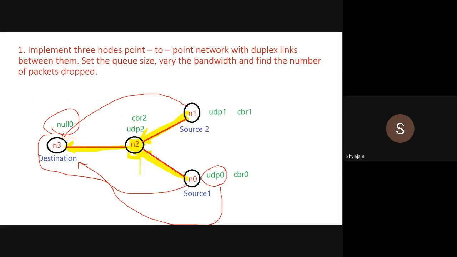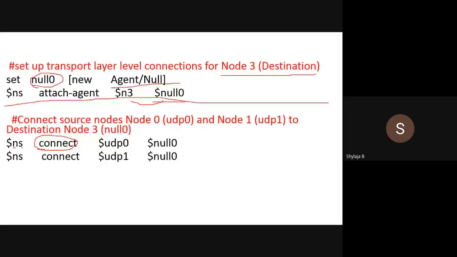Again, the agent of node 1 is udp1, so we will connect this udp1 to null0. That's what is written here. $ns connect is a member function in our simulator class, so we are using the ns object to access this connect function. What are we connecting? udp0 is connected to null0, and udp1 is connected to null0. It is like n0 is connected to n3 in this statement, and n1 is connected to n3. That is the meaning.